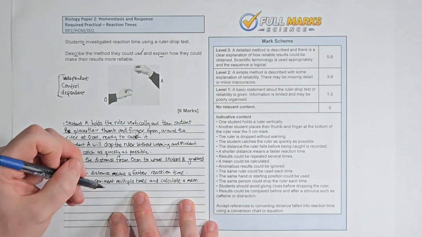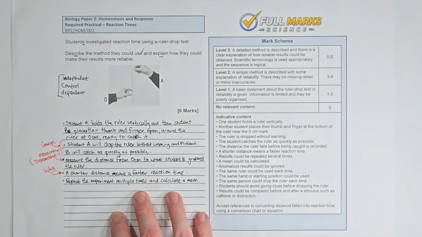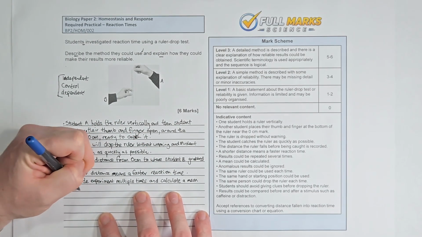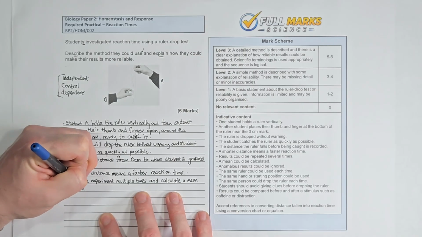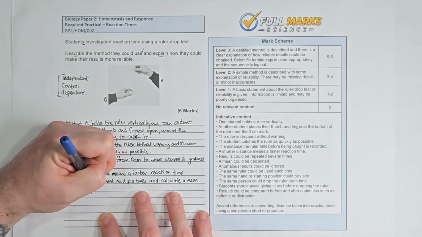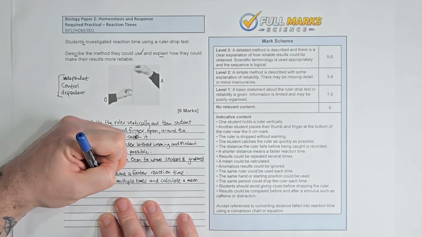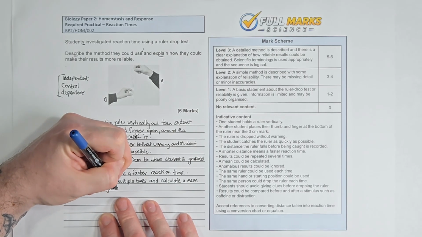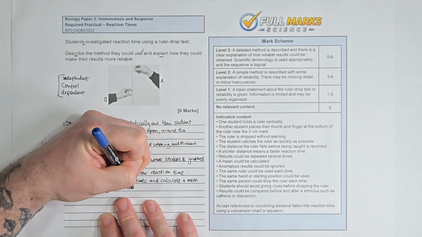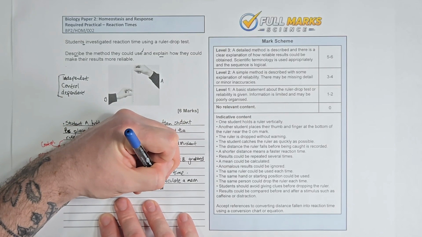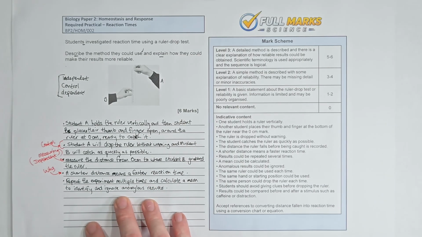So repeat the experiment multiple times and calculate a mean to identify and ignore anomalous results. Because we don't want them skewing our data and making everything inaccurate.